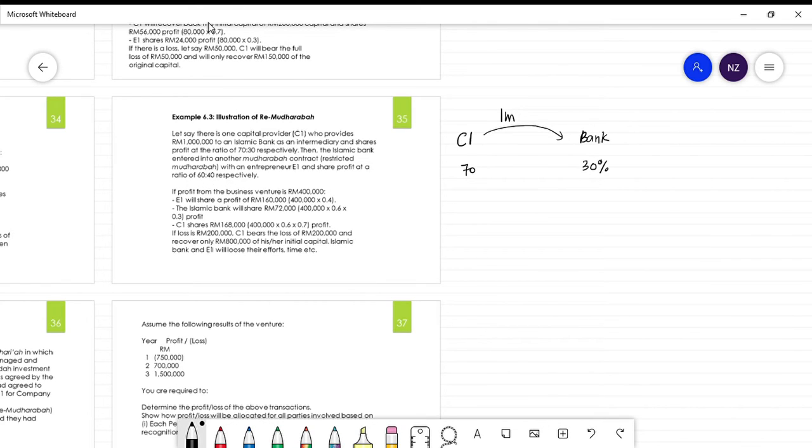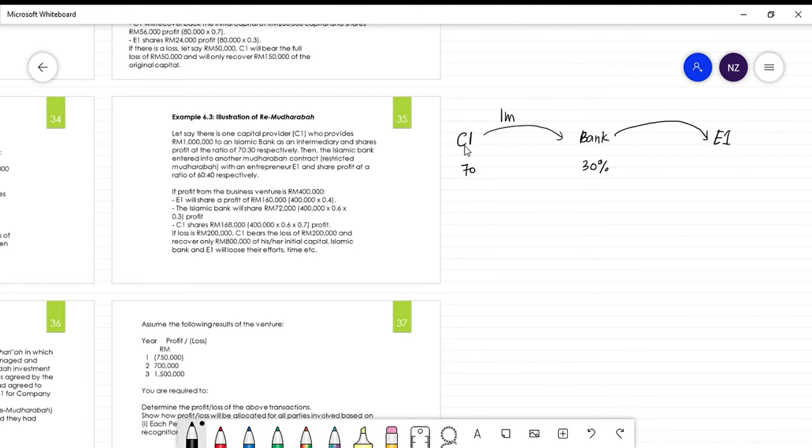So we draw the structure so that it is clearer later. Now we have another person, which is E1. The bank made another mudharabah contract with E1, but it does not mention how much capital is provided, because it is a restricted mudharabah. It means the bank goes into a mudharabah contract with E1 because of the first mudharabah with C1.